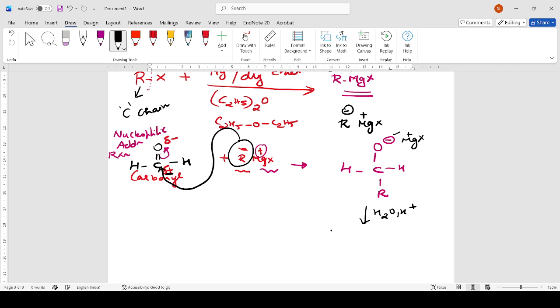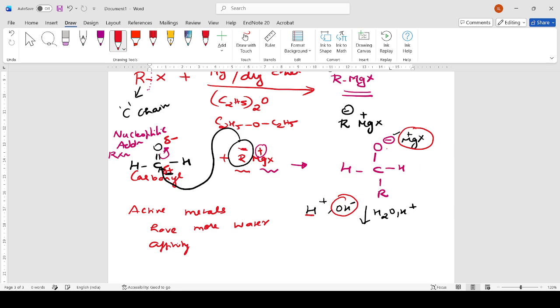I treat it in the presence of water. How do you split up the water? H plus and OH minus. Now, as I mentioned, magnesium is a very active metal. Active metals basically have more water affinity. That's what happens. This MgX plus will get attracted to this OH minus and the H plus will get attracted to the O minus, because opposite charges should attract each other.